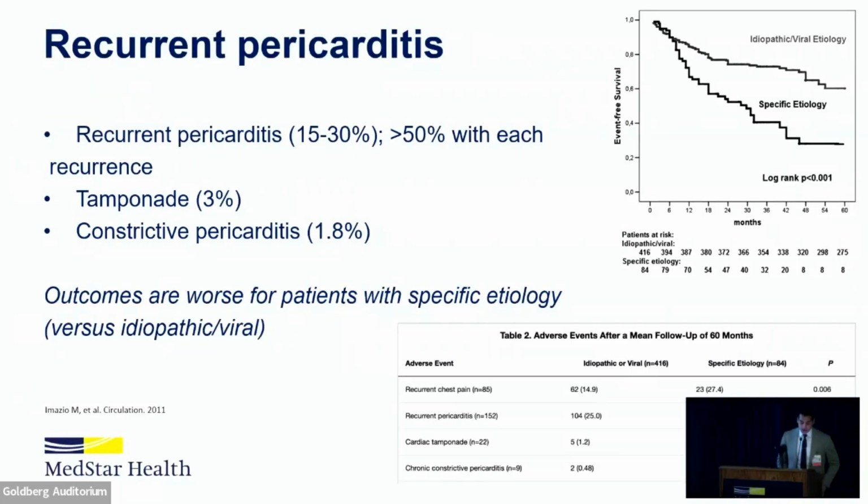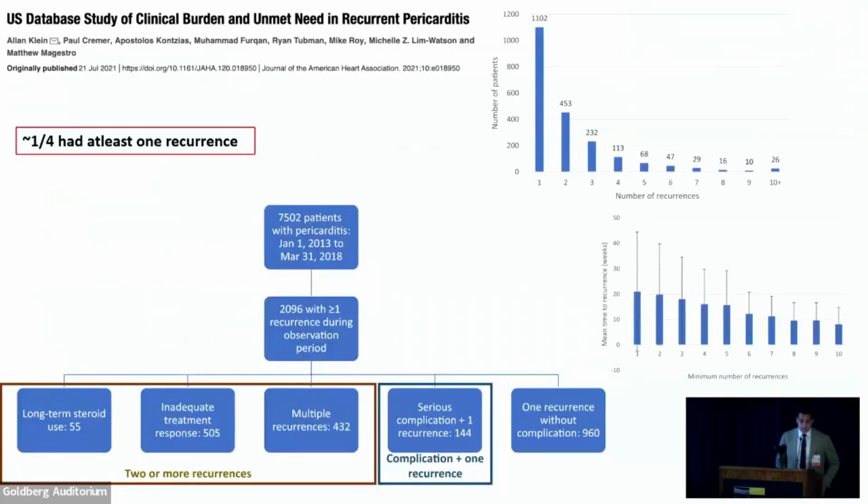So recurrent pericarditis, now the fun stuff, is seen in between 15 to 30% of patients. And the more recurrences you have, the more the prevalence of further recurrence is going to go up. Tamponade and constrictive pericarditis are rare, but it's important to note that if you're having an idiopathic or a viral-related pericarditis, the prognosis is going to be better compared to patients who have a specific etiology, let's say an autoimmune cause, malignancy, or constrictive pericarditis related to radiation. So idiopathic viral pericarditis still holds a relatively better prognosis.